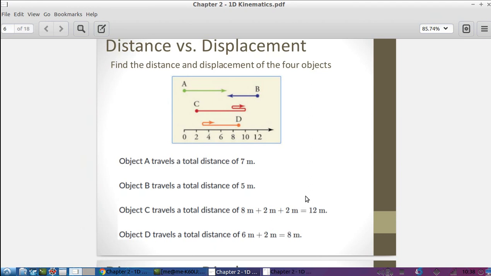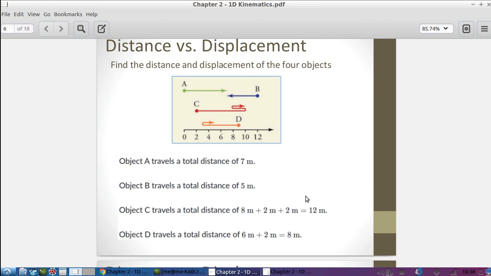All right. So here is an example of differentiating between distance and displacement. So we have 4 objects, A, B, C, and D, and they undergo some displacement, but they also travel some distance. So we're going to use the definition of distance and displacement to determine these quantities. So I'm looking at the diagram. We want the total distance traveled by object A.